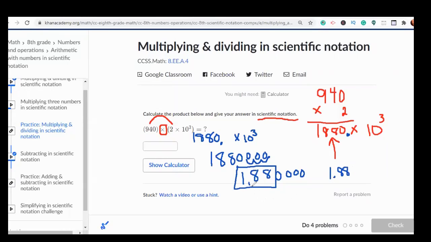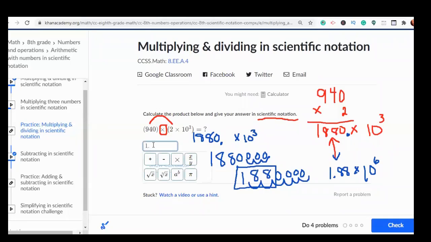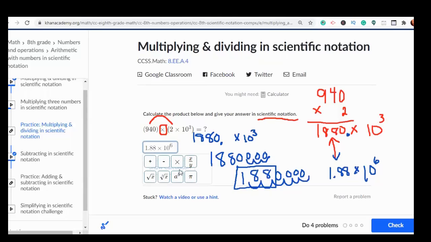Move and count. 1, 2, 3, 4, 5, 6. So 1.88 times 10 to the positive 6 because we went to the right. This is our answer in scientific notation. Are they mathematically equivalent? Absolutely. They are. But technically the answer in red is not scientific notation. So that's why you would not turn it in that way. So 1.88 times 10 to the 6th power is our final answer.